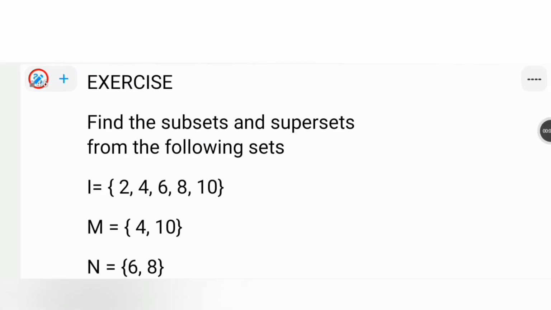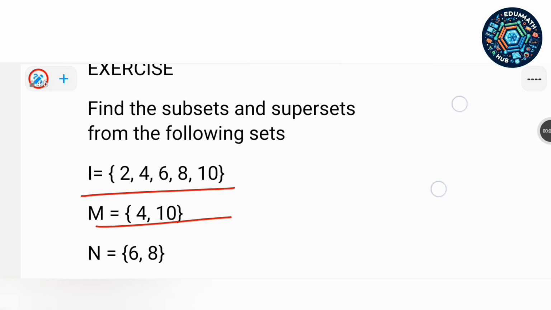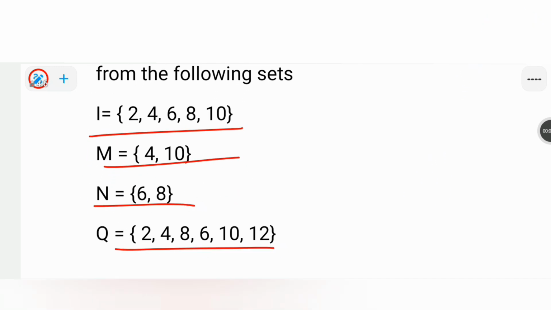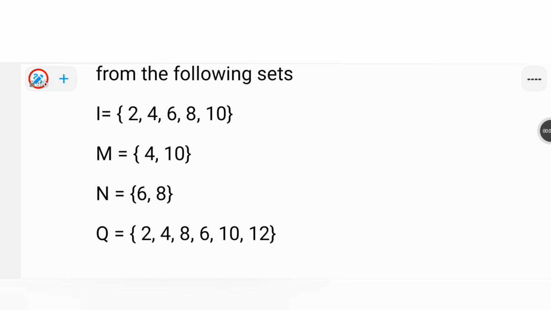So for this next question, we have to find the subset and superset of the following sets. They give you sets I, M, N, and Q. You have to find which ones are subsets and which ones are supersets of which other one. So let's start like this. Let's start with set M, for example. Set M is 4, 10. And I also contains 4, 10.